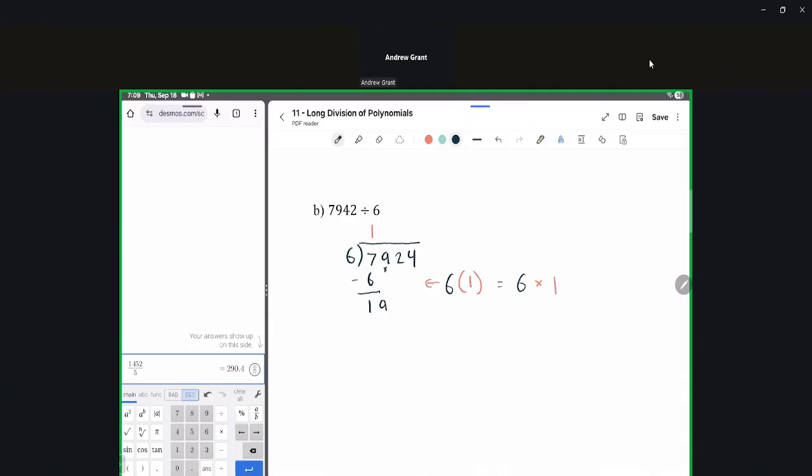Okay, next question is how many times can 6 go into 19 before we go over? The answer is 3 times. So on this line, we're going to write 6 multiplied, or 6 bracket 3. So 6 times 3 is 18. And we're answering the question, 19 minus 18 is 1. Bring down the 2. Okay, how many times does 6 go into 12? The answer is 2.